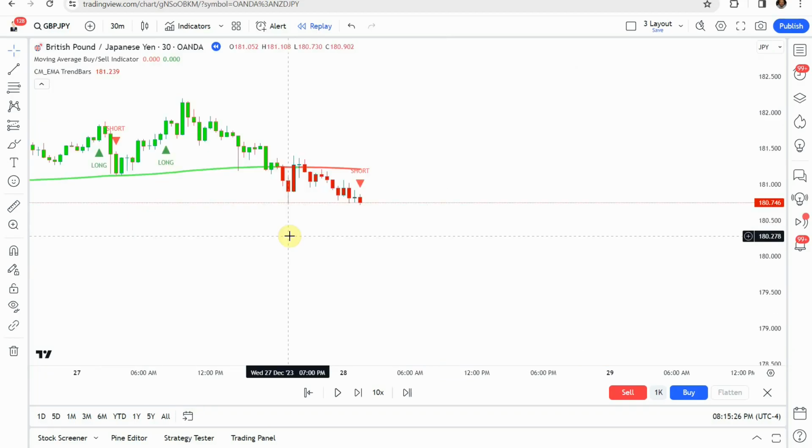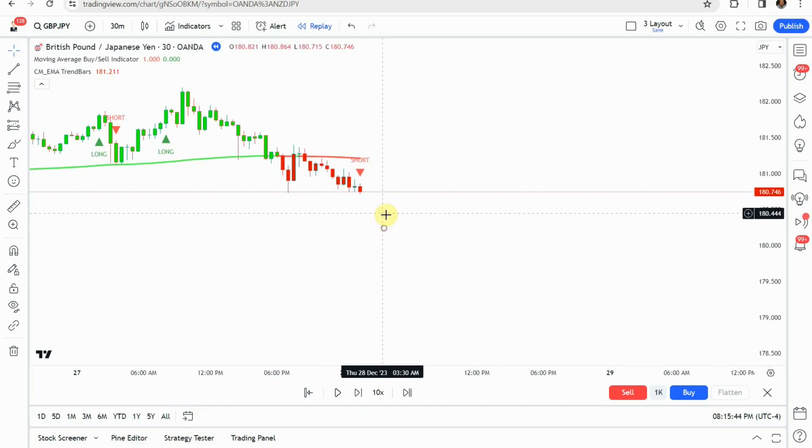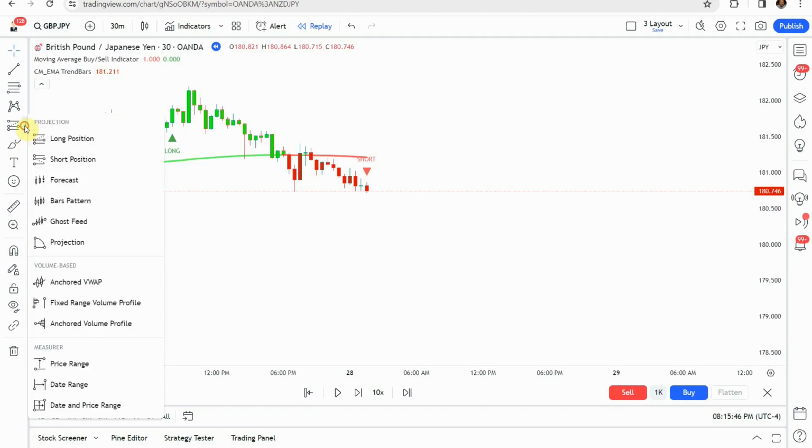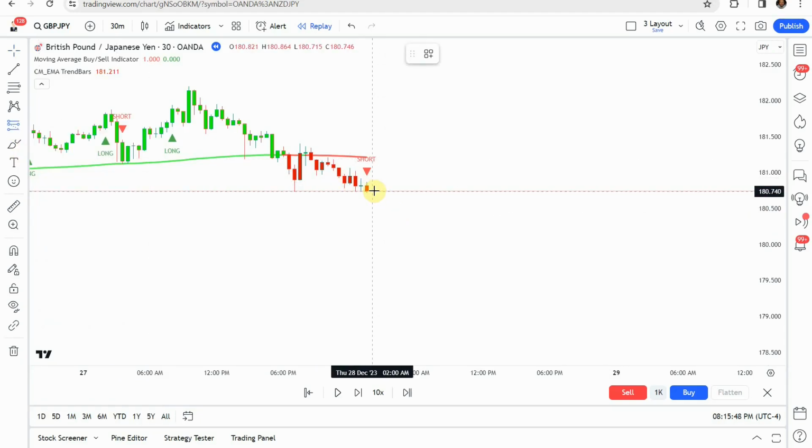Alright, and for a short trade, what we are looking for is a short tag from the moving average buy sell indicator, and then we are looking at the CMEMA trend bars, and we want the price action to be below that trend line there, which gives us the red bars like this here. When those line up there, that's going to be our signal to enter into a short.